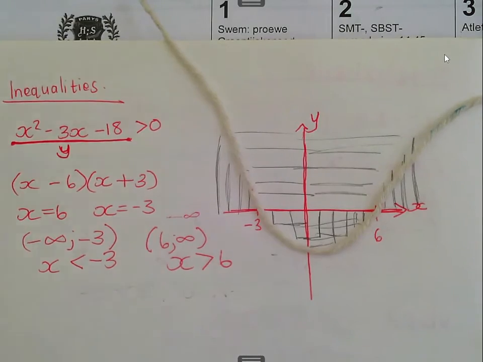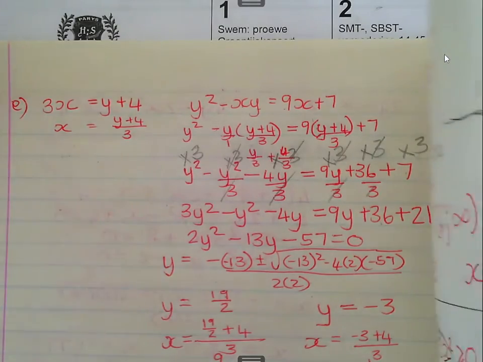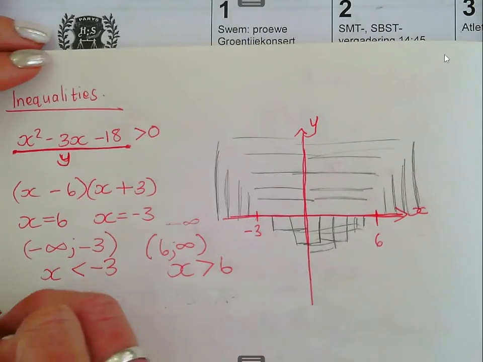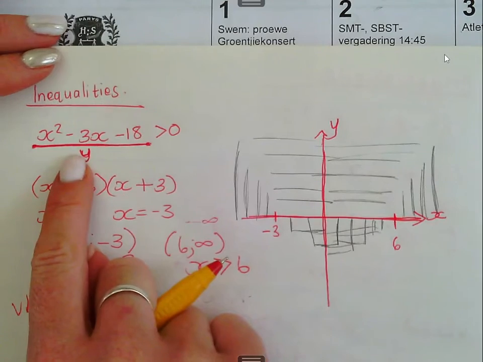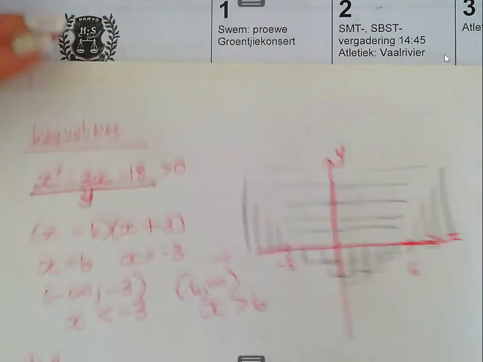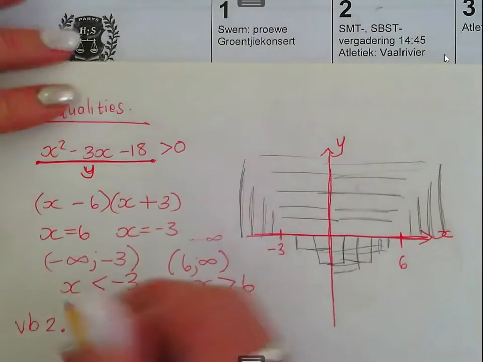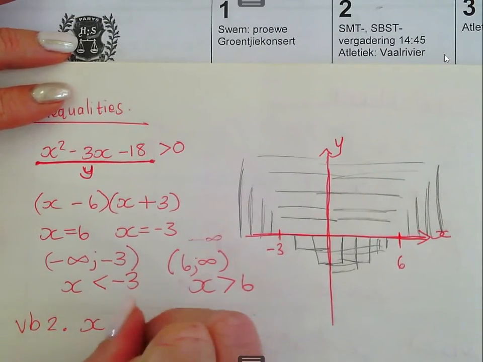Okay. Now, another example that I want to show you. Now, did you notice we were working with a positive quadratic function here? Now, I want to show you what happens if we're working with a negative quadratic function.